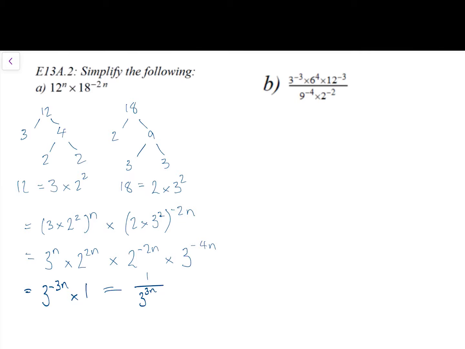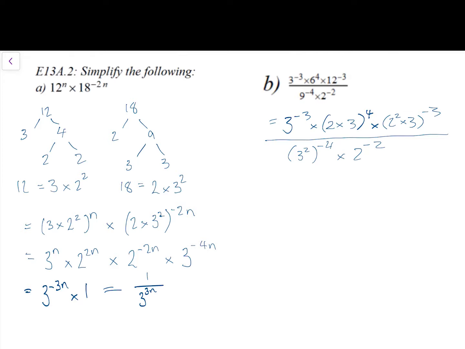Okay, so for part B, let's break down 6, 12, and 9 using prime decomposition into their prime factors. So we have 3 to the power of negative 3 times 2 times 3 to the power of 4, times 2 to the power of 2 times 3 to the power of negative 3. And all of this over 3 squared to the power of negative 4 times 2 to the power of negative 2.